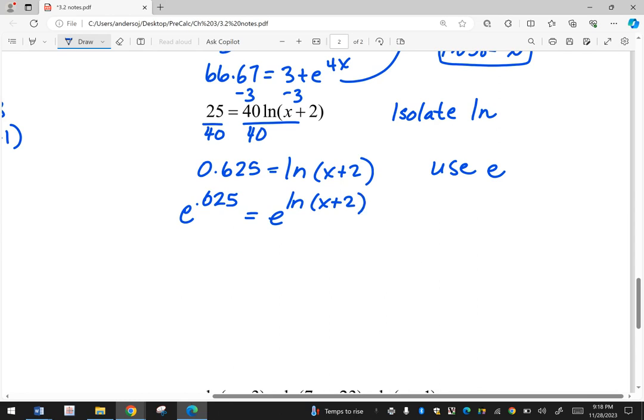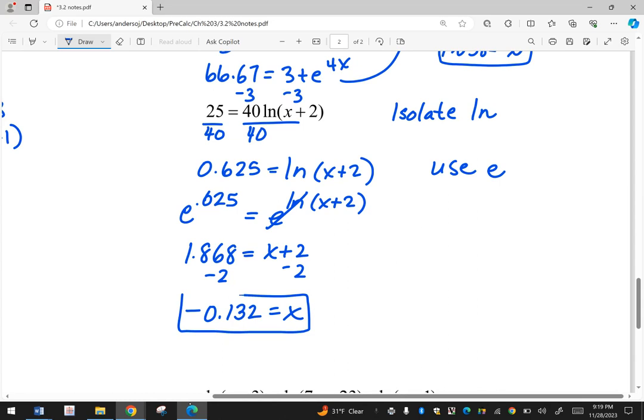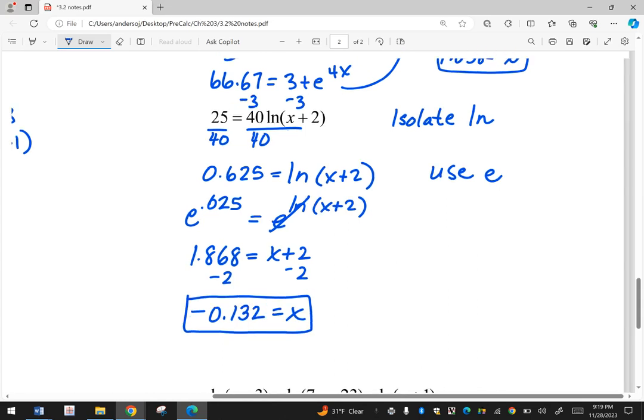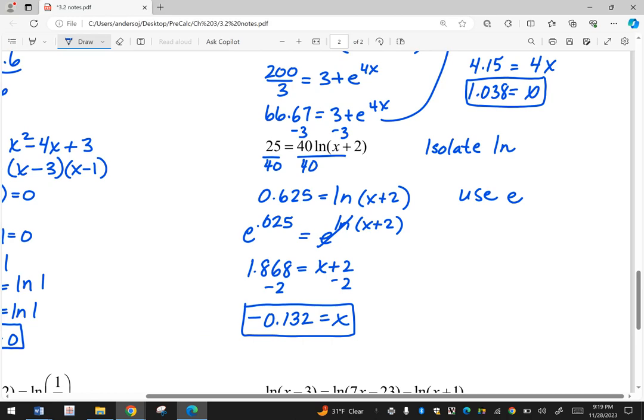When we use our calculator to type in e of 0.625, we're going to get about 1.868. Here we know when we use e and ln next to each other that we're going to cancel those out. And then our last operation can just be to subtract 2. And when we subtract 2, we're going to get approximately 0.132. So this is just a very basic problem where we are using ln's.